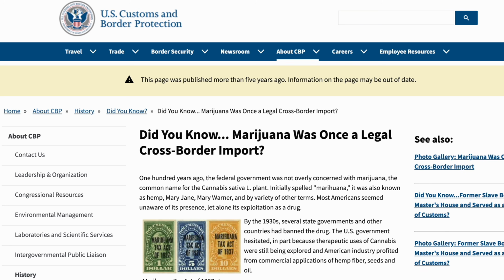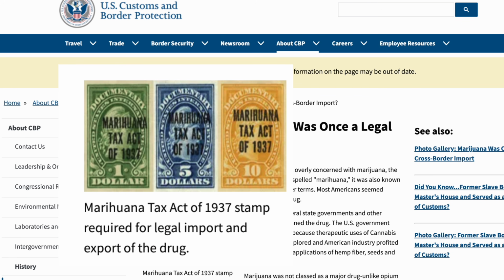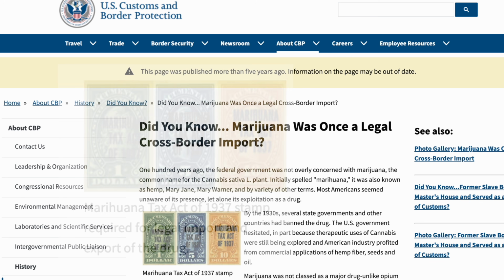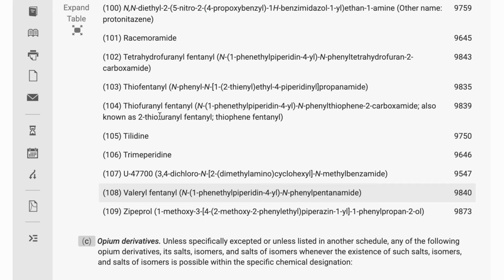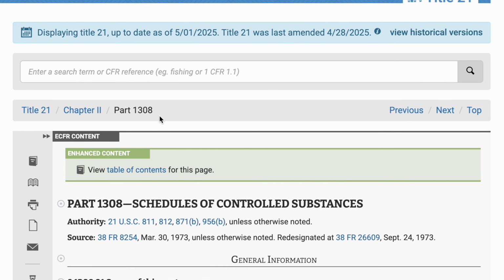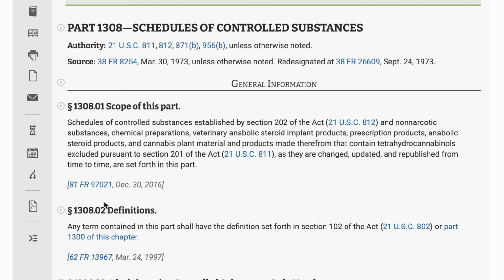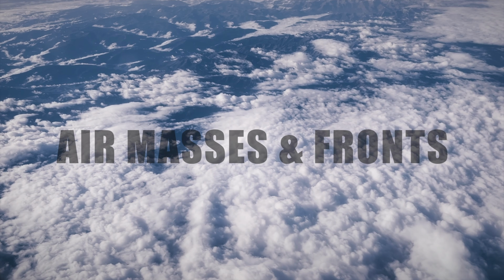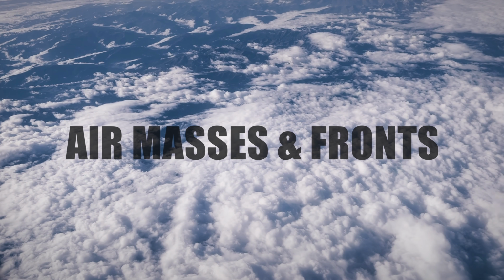It's because in 1937 they adopted the Marijuana Tax Act, and it stayed this way in the federal system for all of these years. But basically, this is a controlled substance, it's federal law, and the FAA does not have any exemptions for medical use of marijuana. So if they want to enforce it, they can do that not under Part 107, but under federal law. Now let's talk about air masses and fronts and uncover some of the information that has not been covered.